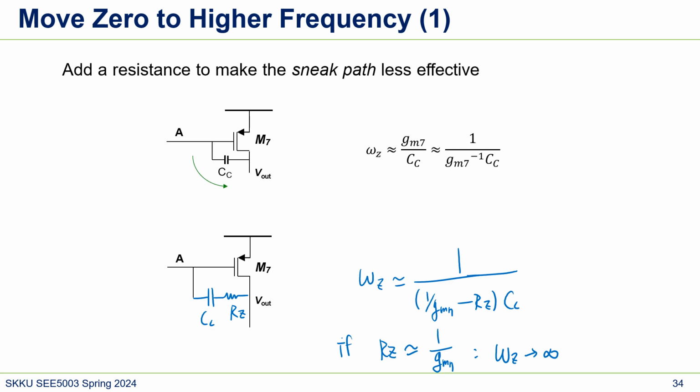So it means that if we add a resistor here, then this sneak path, the second path, is less effective, because the zero happens when there are two paths, right? So by adding this resistor, this path is getting weak, so less zero.